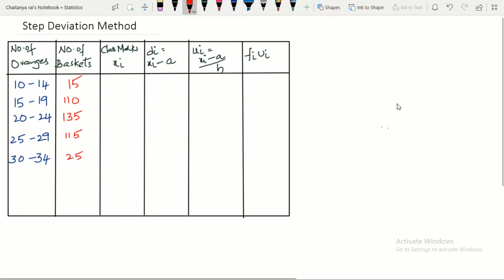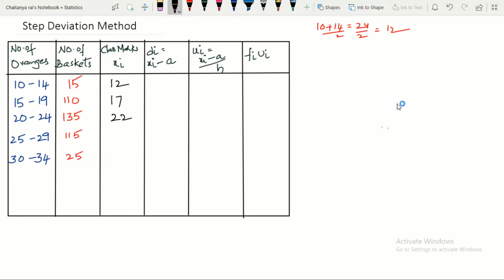So the average of 10 and 14 gives 24 by 2, which gives 12. So here this will be 12, and I am taking the difference between these two. That means the length of the class is 5 here. So I am just going to add 5 to the previous class value, and here it is 22, and here it is 27, and so on. These are the class marks.